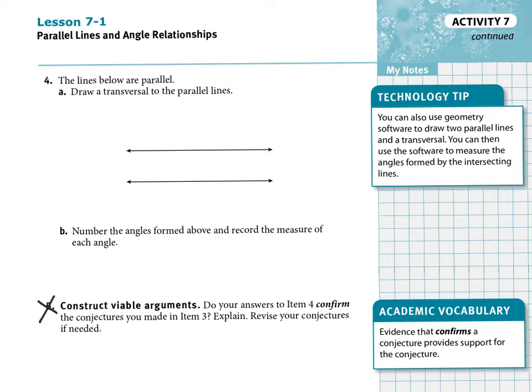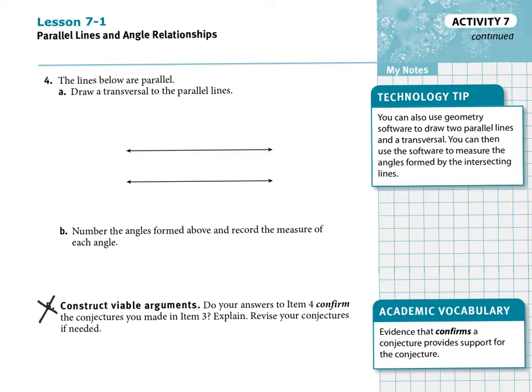So that's just something to keep in the back of your mind. Now, let's see what it asks us to do. It says, draw a transversal to the parallel lines. Remember, a transversal is a line that cuts through any two lines. The lines don't necessarily have to be parallel, but in this case, they are.